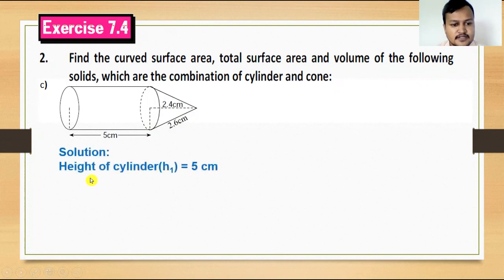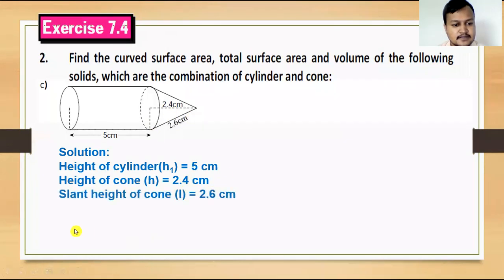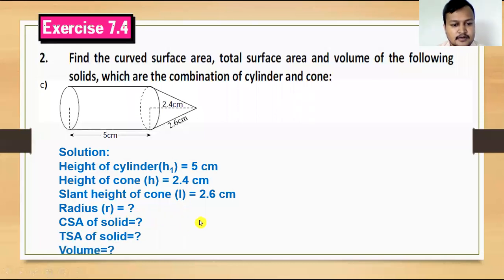So at first, in the solution, write the given things. Height of cylinder, I said let it be h1, is 5 centimeter. Height of cone, I denoted it by h only, is 2.4 centimeter, and slant height of cone, L, is 2.6 centimeter. Radius is not given. After that, we have to find the curved surface area, then total surface area and volume. These three values we have to find. And to find these three values, at first we have to find the radius. So use Pythagoras theorem here.